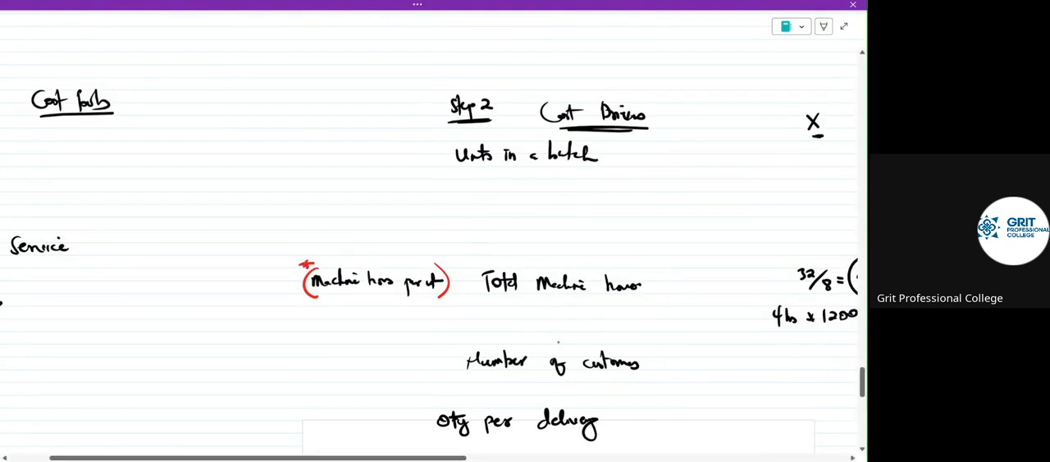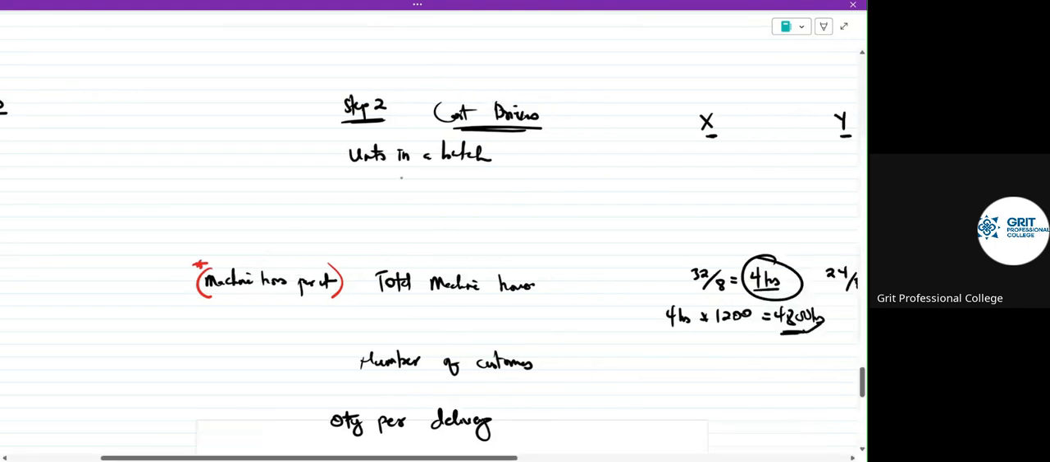Okay? Number of. You should be looking out for stuff like that. When it comes to machining, you should be looking out for what? Total machine hours. If they give you machine hour per unit, you change it into what? Total machine hours. So the unit in the batch is not what we need. Rather, we need what? The number of batches.